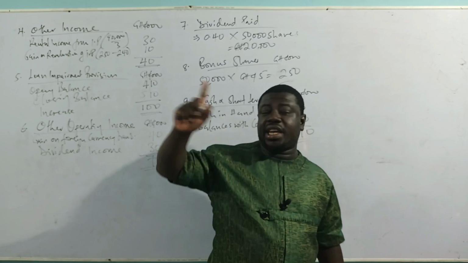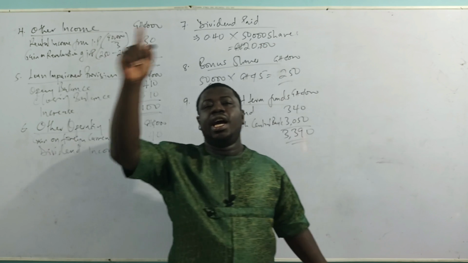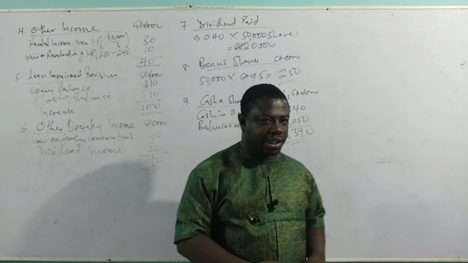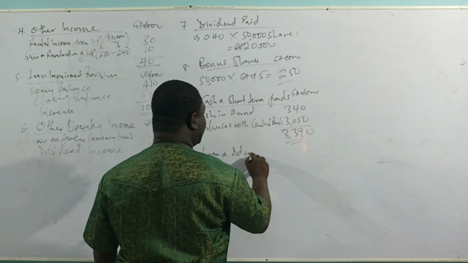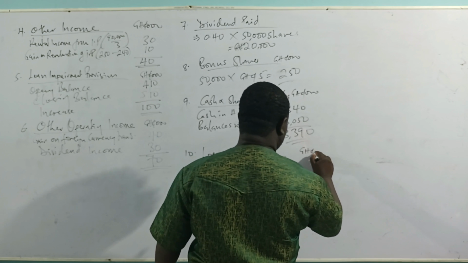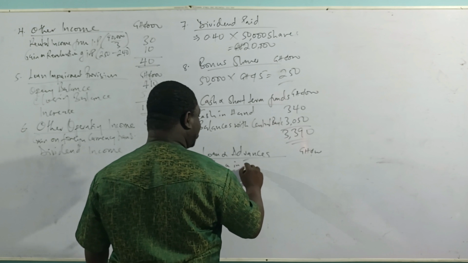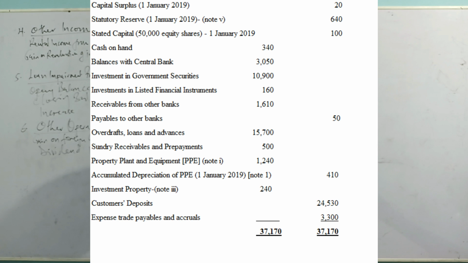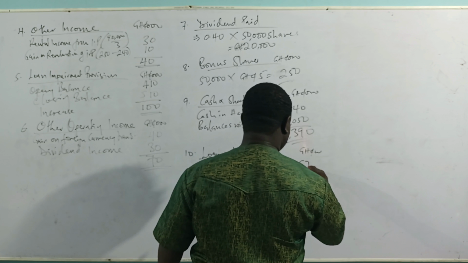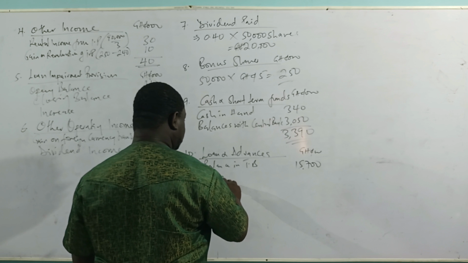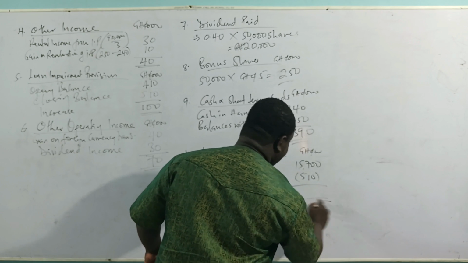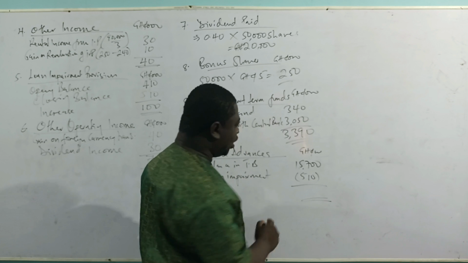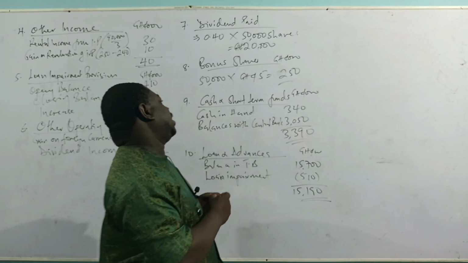Yes, and then there is loans and advances that has impaired. I told you that when we get to the statement of financial position, under loans and advances, we have to take out the closing balance of the impairment. So we can also show that as working 10. Loans and advances, overdraft, loans and advances, balance in trial balance. The figure in trial balance is 15,700. As you can see, 15,700 for overdraft, loans and advances. And then we less loan impairment. The loan impairment closing balance is 510. So when we take it out, the final balance to take to the statement of financial position will be 15,190. That is working 10.